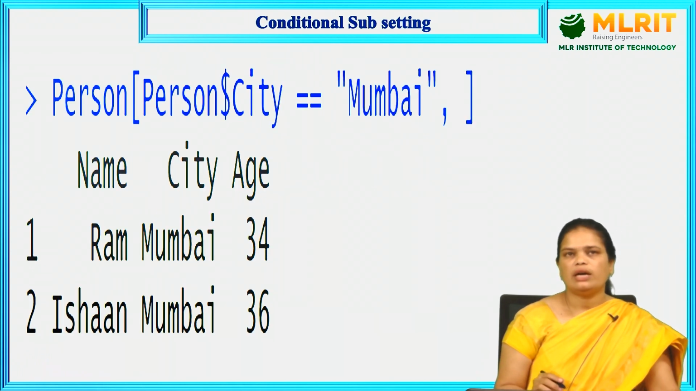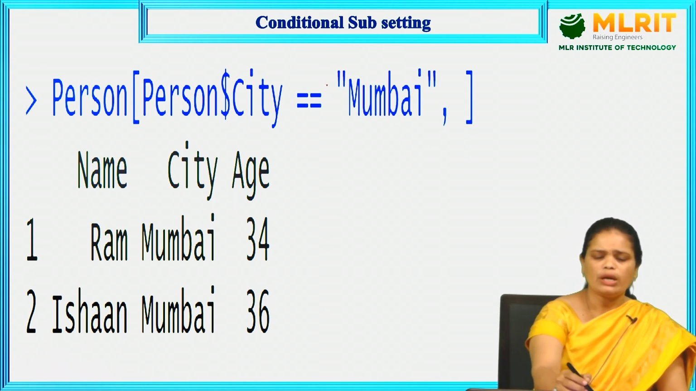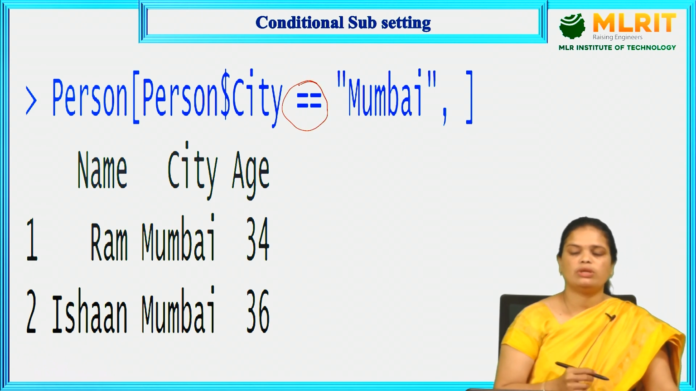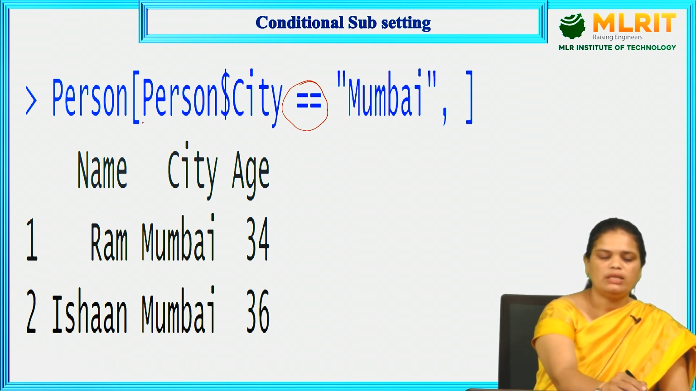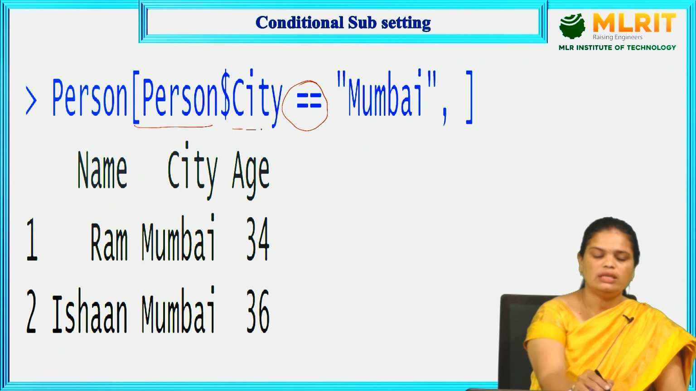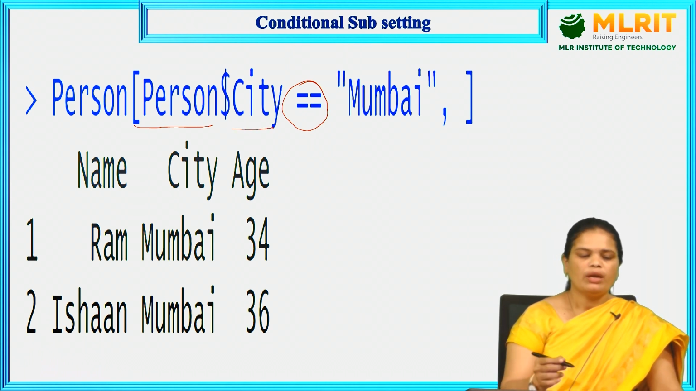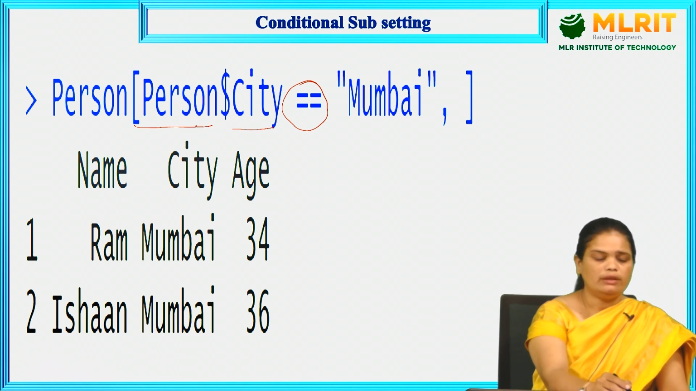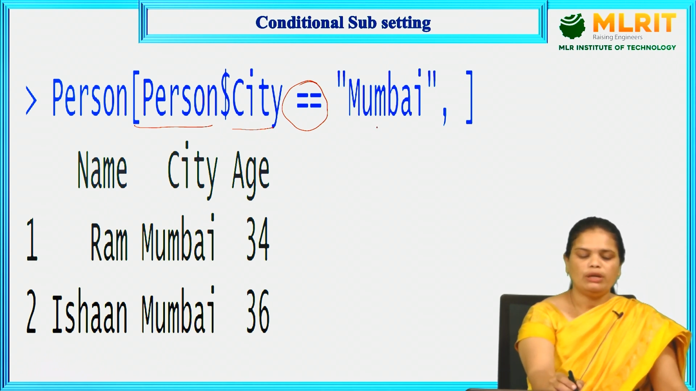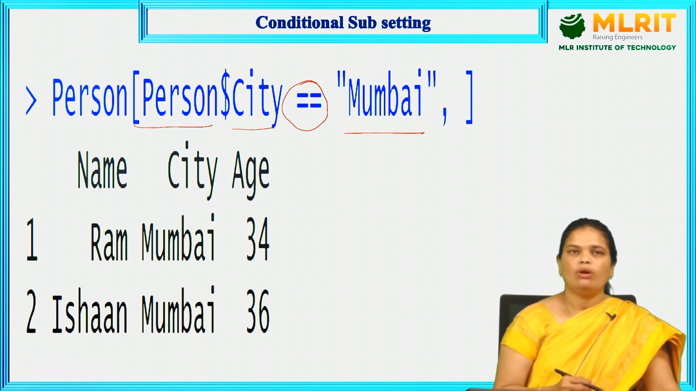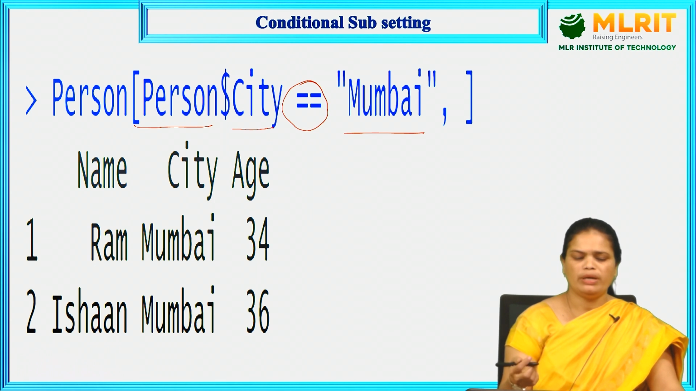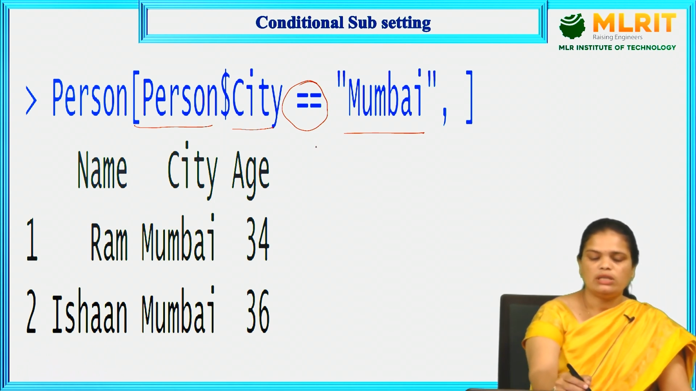You can also have conditions. Now look at this. You can apply logical conditions and relational conditions on the data. Person is a data frame, and city is a column in the person data frame. Now you specify when the city is equal to Mumbai. In the data frame we already defined a few people from Mumbai, so we want to extract those people now. So I have a logical condition, equal to.